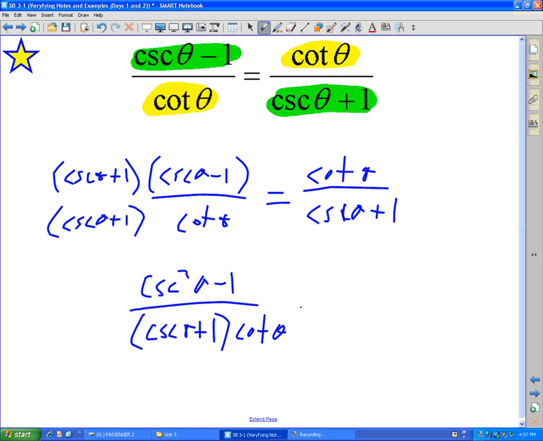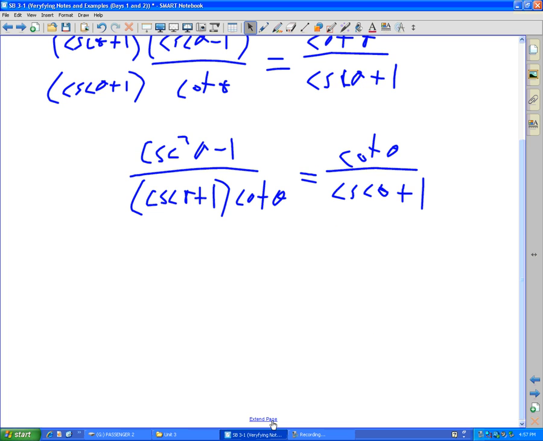The other reason isn't really apparent until the next step, but when it becomes apparent, it really works nicely, whereas if you distribute, then you run into all kinds of problems, all right? So what is cosecant squared minus 1? Well, I know that 1 plus cotangent squared is equal to cosecant squared, so I think cosecant squared subtract 1 would be cotangent squared.